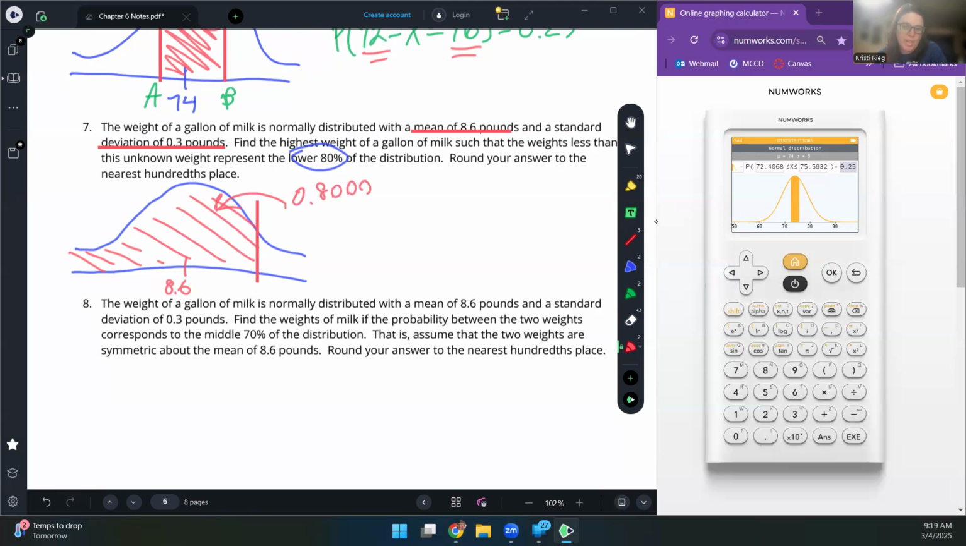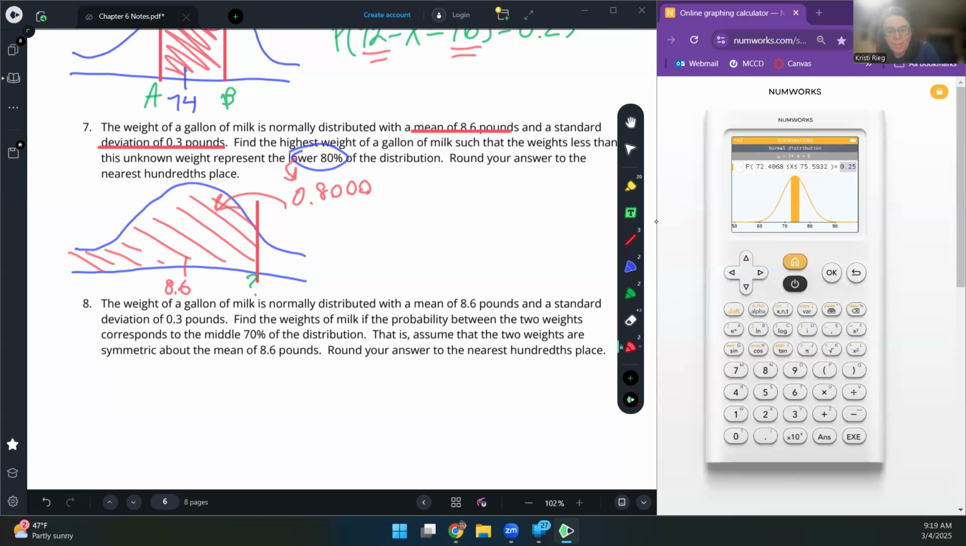Remember, percent, probability, that's where the 4 decimals come from. You don't have to type the 4 decimals into your calculator, but just for consistency, to make it familiar from other problems, I'm writing it out in 4 decimals. So we're trying to find the highest possible weight. So that is what we're looking for. That value right there, that's the cutoff between the lower 80% and then the 20% above.